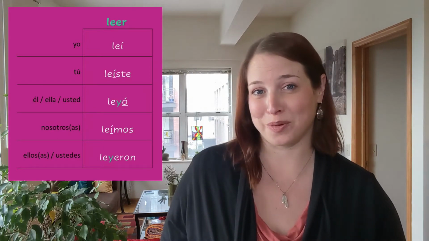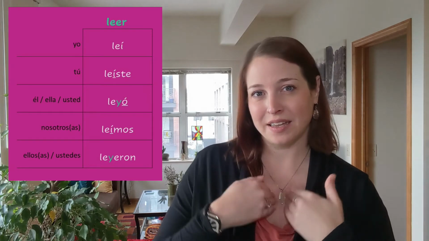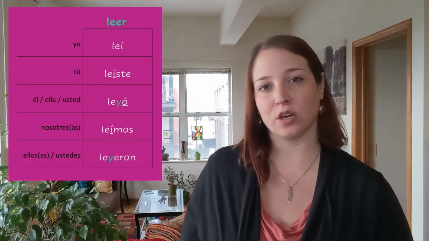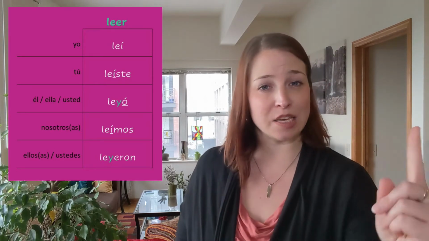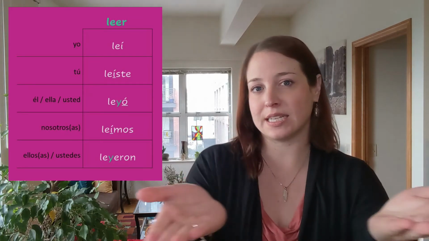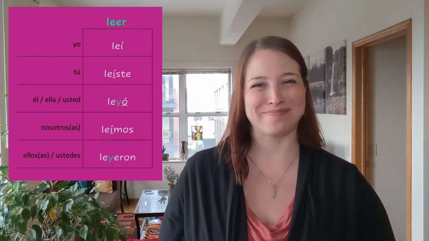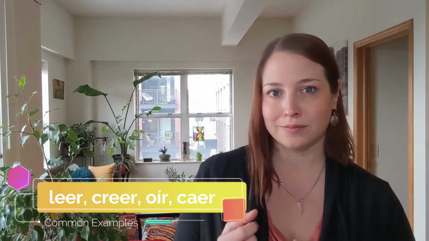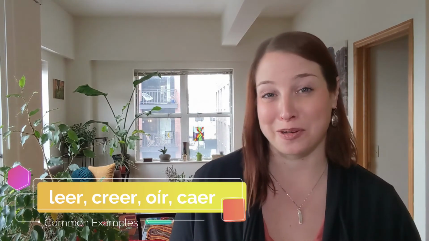So repeat and gesture after me. Yo leí, tú leíste, él, ella, usted leyó, nosotros leímos, ellos, ustedes leyeron. Muy bien. Now there are quite a few ER and IR verbs whose stems end in a vowel, and they will follow the same, or almost the exact same, pattern as this. For now, make sure that you feel comfortable conjugating and using some of the most common verbs of this pattern. Leer, creer, oír, caer, some of those to name a few.